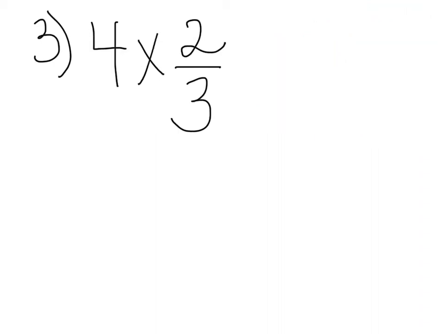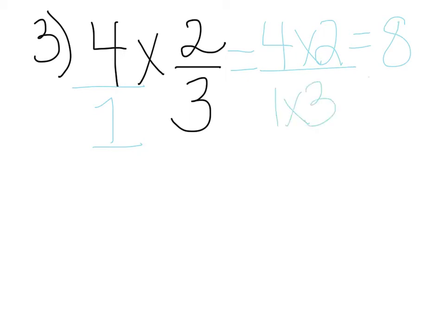Alright, number 3, we have 4 times 2/3. Now, when I multiply the numerators, I don't know where this 4 goes. Well, 4, if I write it as a fraction, it's just 4 over 1. A whole number is always over 1, because it means 4 divided by 1, which would be 4. So now I could just multiply my numerators. 4 times 2 equals 8. Then multiply your denominators. 1 times 3 equals 3.